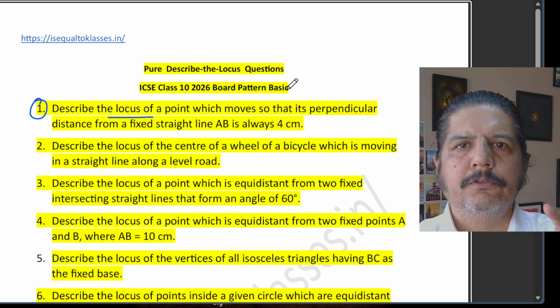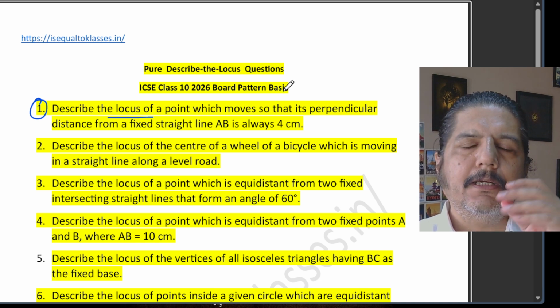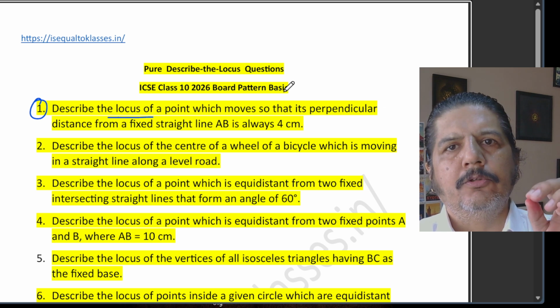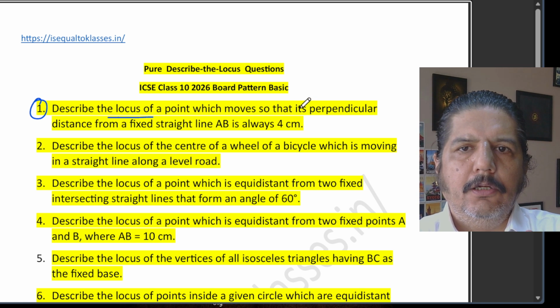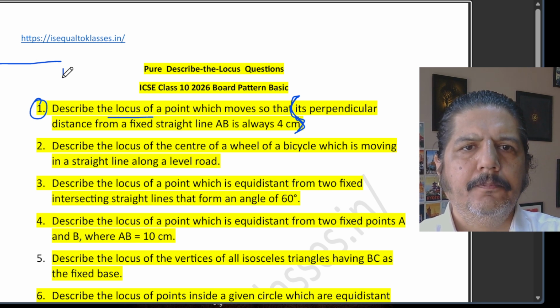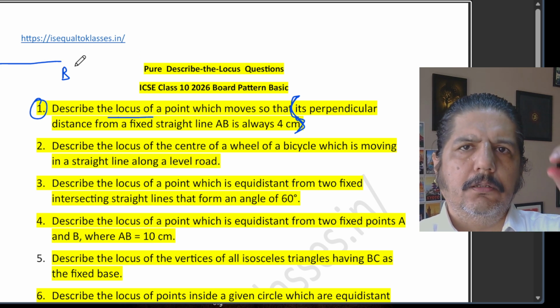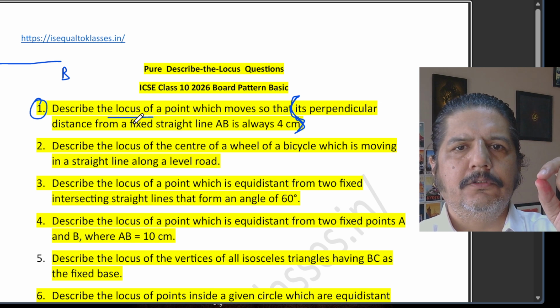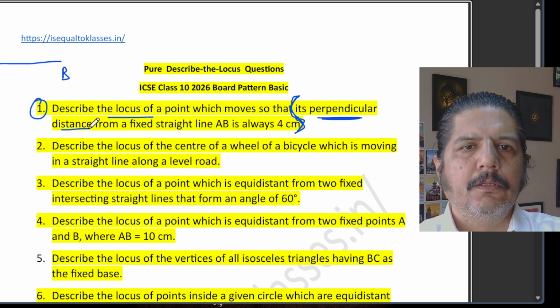Now, it always helps that whenever you see a question like this, you should always underline the condition that the point is following. So, for example, in this case, the condition is its perpendicular distance from a fixed straight line AB is always 4 centimeter. So, if I consider this to be a straight line AB, of any length, the point will follow a path so that its distance from the fixed straight line AB is always 4 centimeter. It's perpendicular distance.